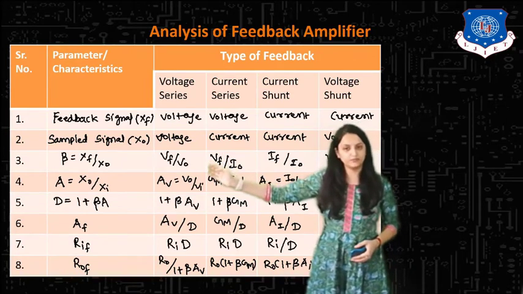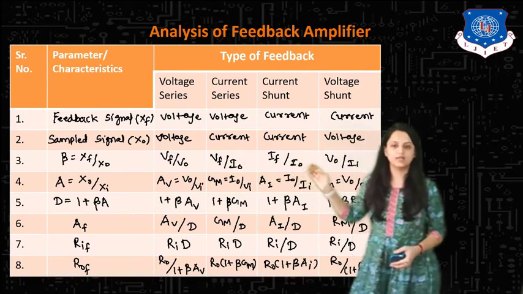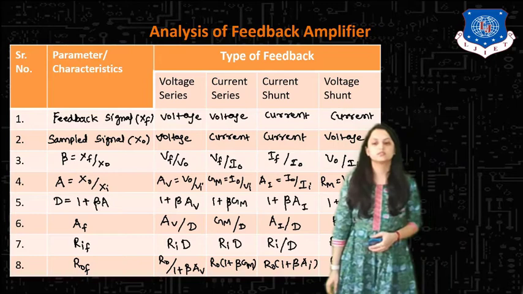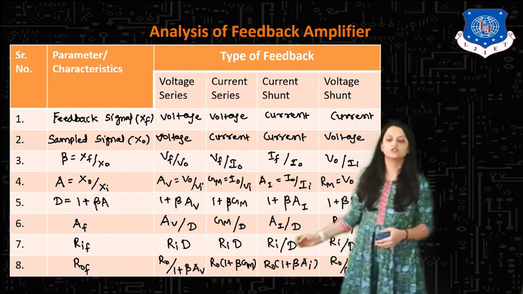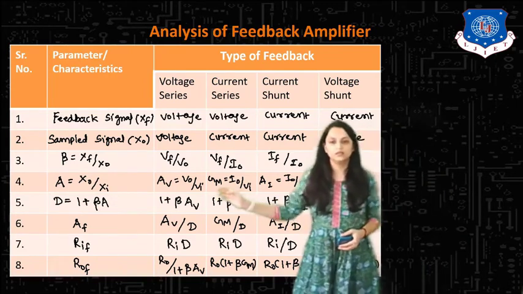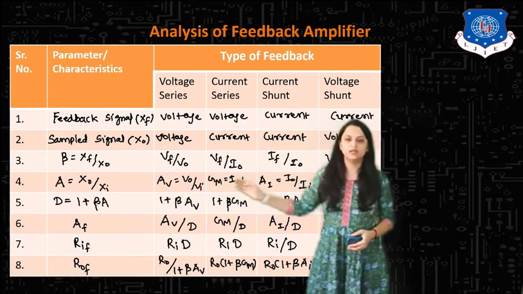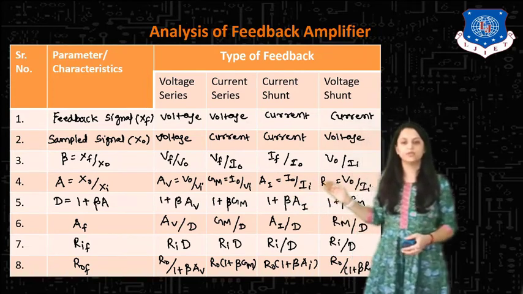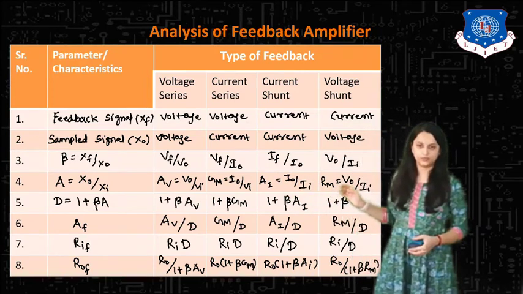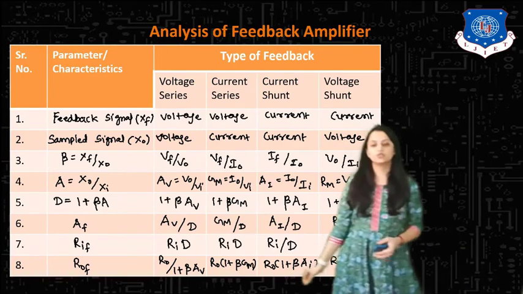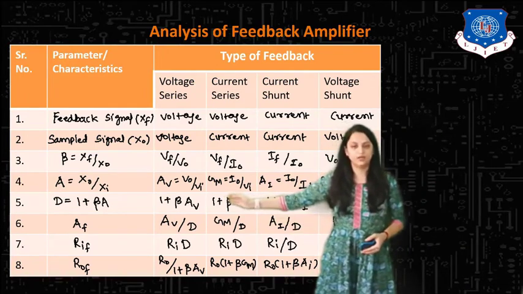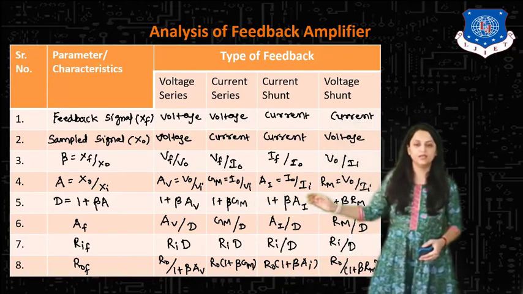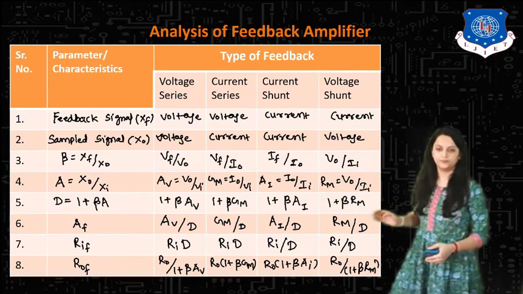Now, next is beta, that is feedback factor. Here it is VF by VO, VF by IO, IF by VO and IF by IO. Okay? Next, gain A is XO by XI. So according to that, here AV, voltage gain is VO by VI. Here GM, IO by VI. AI, IO by II. RM equals to VO by II. Okay? If we say D, that is equals to 1 plus beta A, so here it is 1 plus beta AV, here 1 plus beta GM, 1 plus beta AI and 1 plus beta RM.